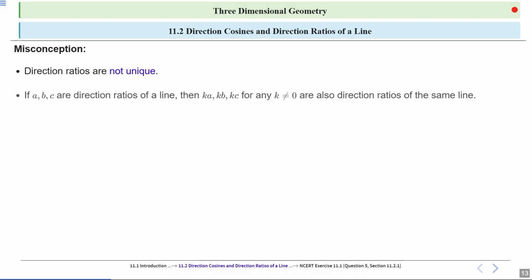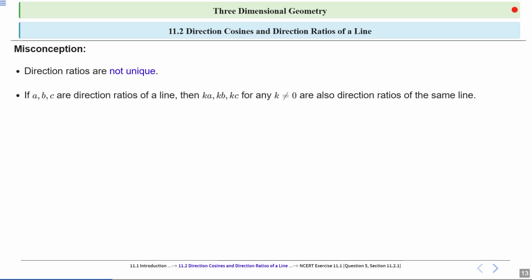Now, let's start by addressing a common misconception in three-dimensional geometry. Notice here that direction ratios are not unique. This means that there can be many different sets of numbers that represent the same direction of a line. So let's look at this more closely.